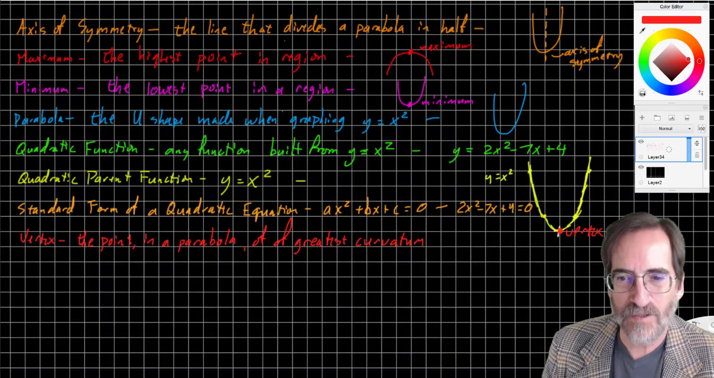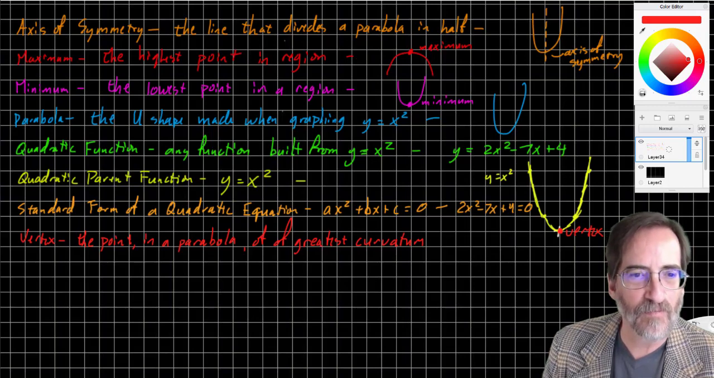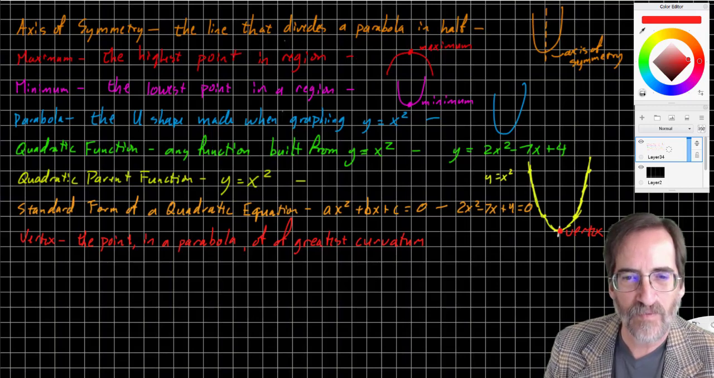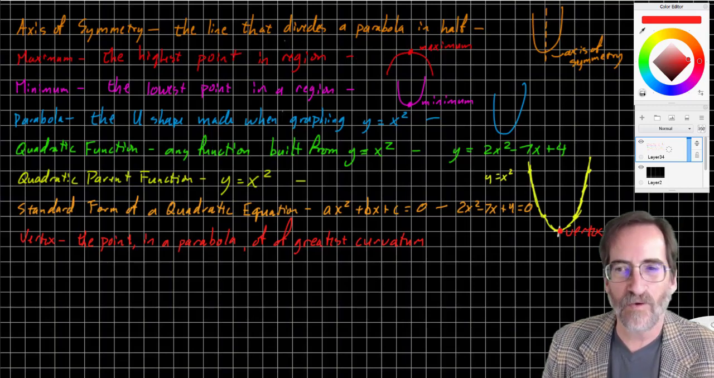Quadratic functions. See if there's any keywords. Nope, no keywords on lesson 2. Lesson 3, solving quadratic equations. Any keywords? Yep, there's 4 of them.